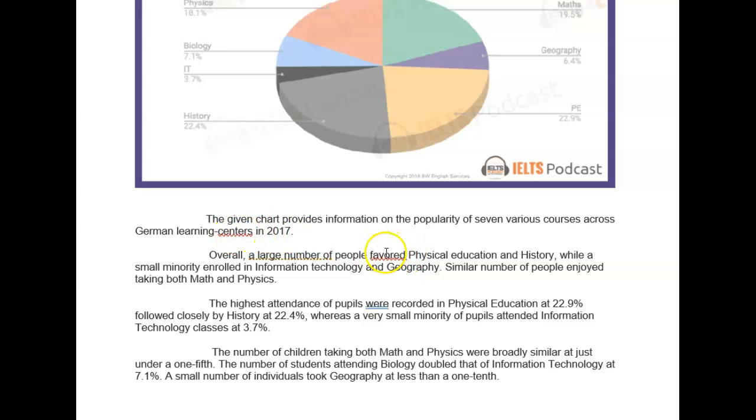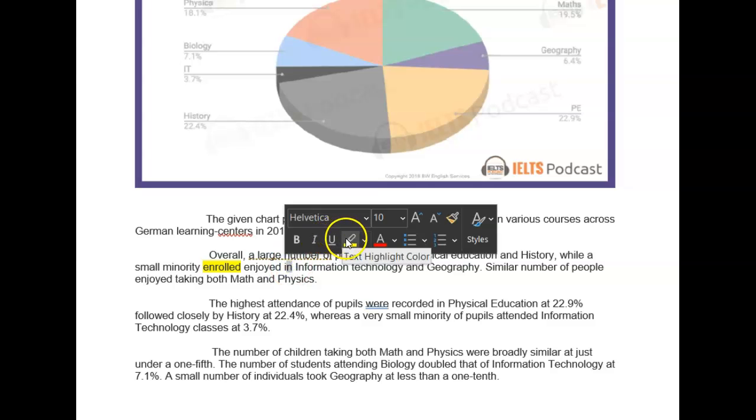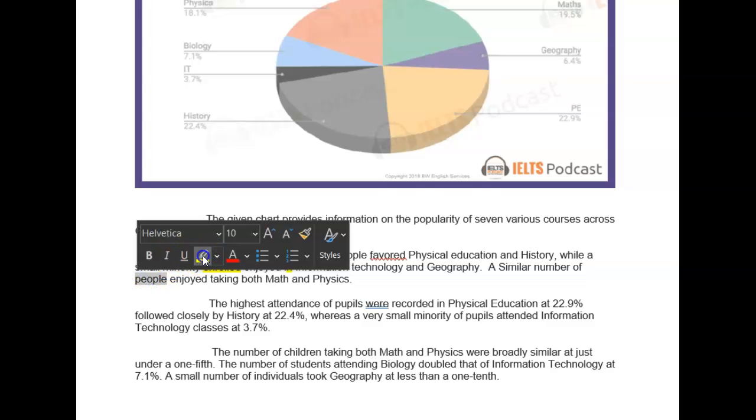Now, it's just giving you the line because you're using American spelling and my computer is English spelling. Physical education and history, while a small minority enrolled in IT. Now, it's not that they enrolled on it, they enjoyed it. Yeah, they might have had to do it compulsory. This is that they enjoyed it. Enjoyed IT and geography. Now you have to say a similar number. Similar number of people. Now it's not people. Who is it at school? It's students. I use the word students.